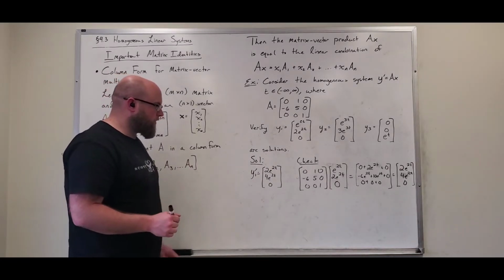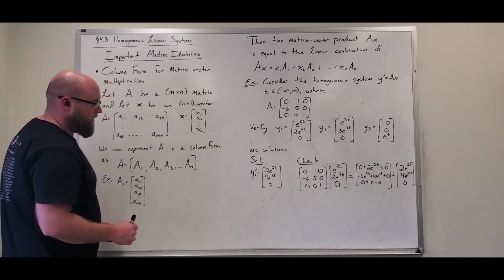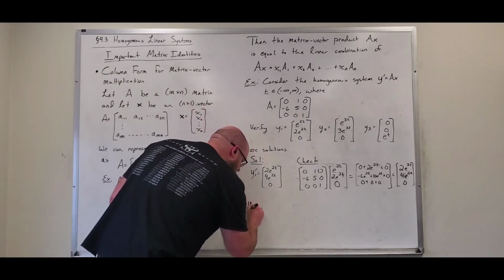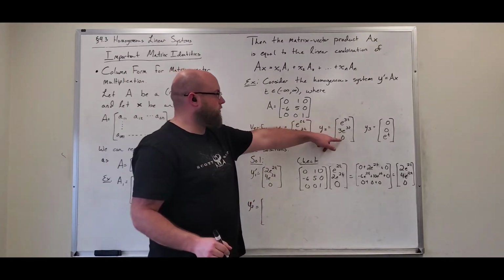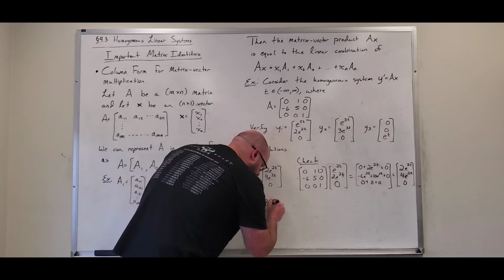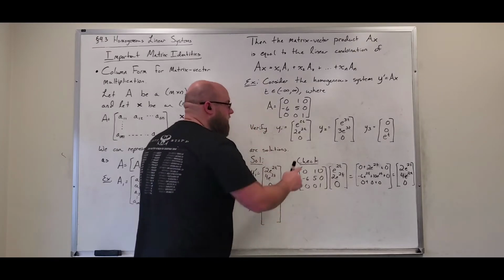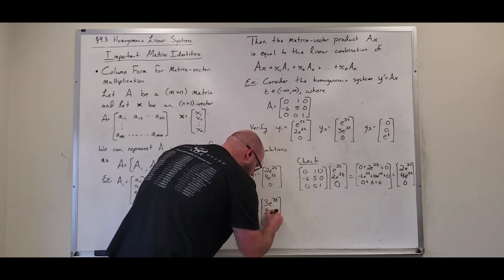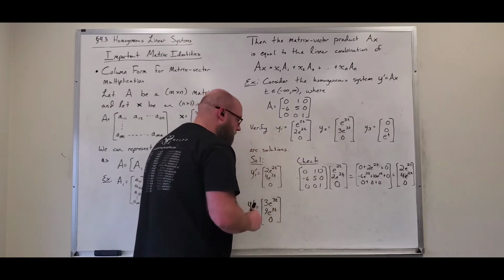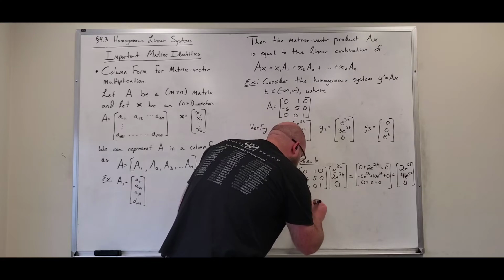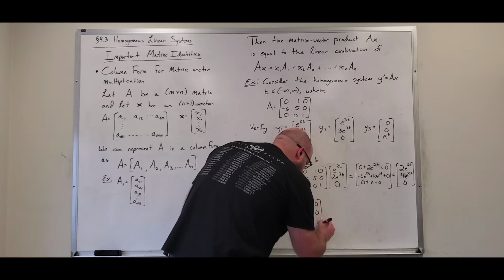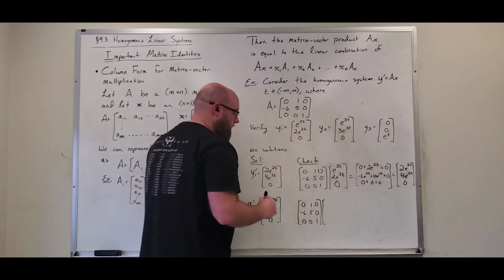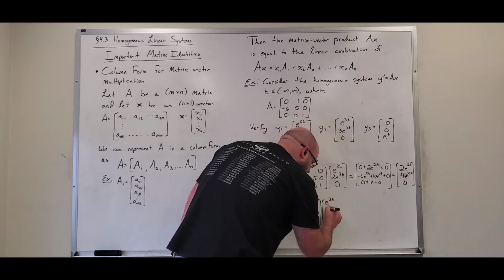So that's check mark number 1. I'll throw the next one in. So y2 prime. Let's look at that guy. Take the derivative. We're going to get 3e to the 3t, then 9e to the 3t, and then 0. So here's our check. Again, 0, 1, 0, negative 6, 5, 0, 0, 0, 1, times our original y2 of e to the 3t, 3e to the 3t, and 0.